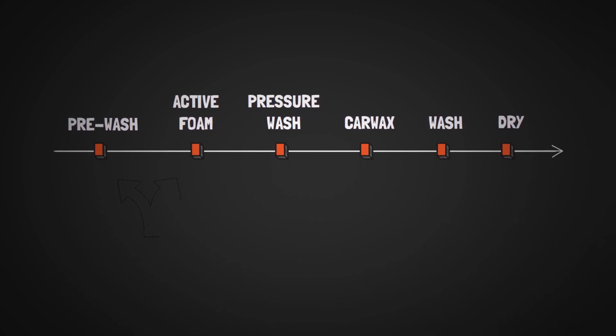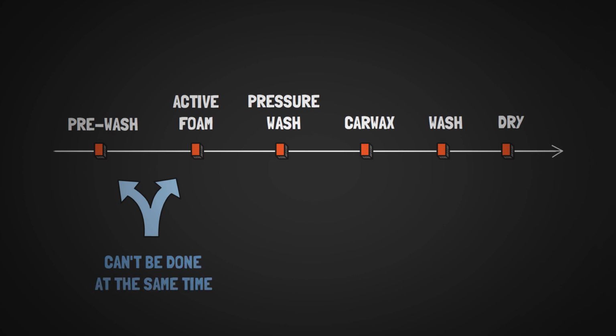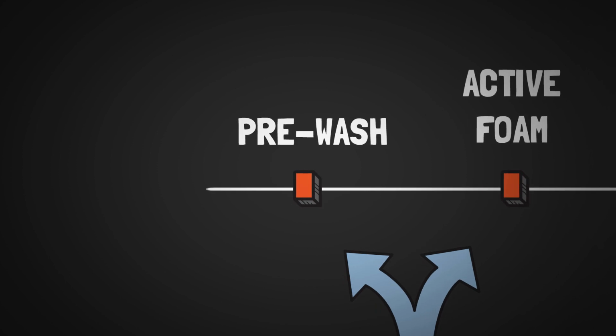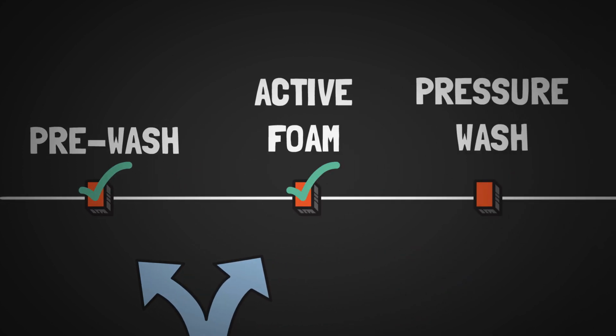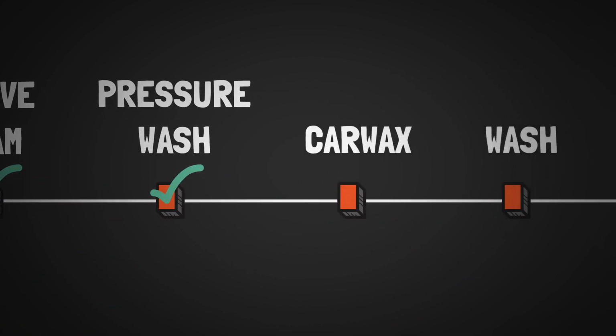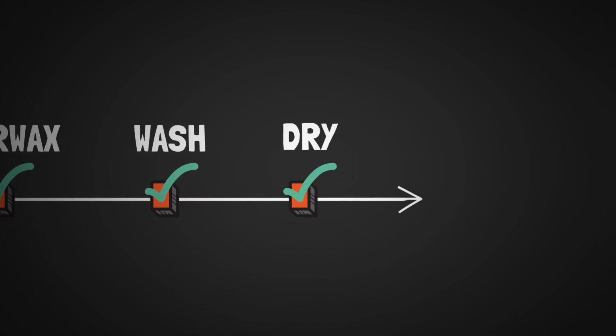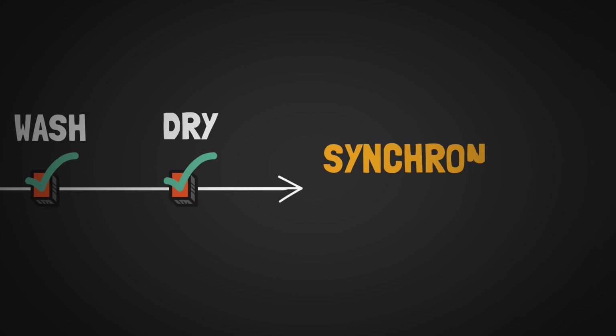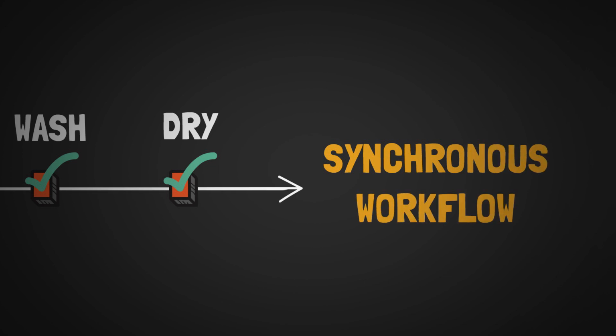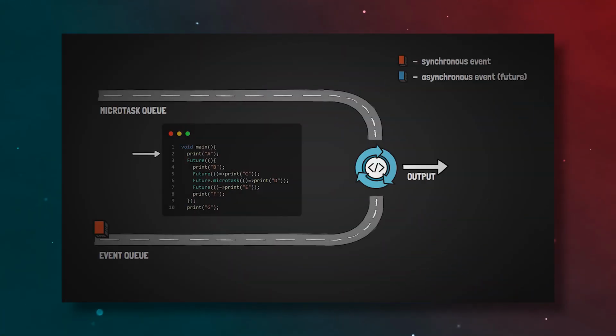You can't do both pre-washing and covering the car in foam, since, well, the foam will be constantly washed away by the jet stream. You need to tackle every task one at a time and move on to the next one, but only after you finish the current one, thus resulting in a synchronous workflow. Dart uses synchronous operations a large majority of the time. We saw in the previous tutorial how Dart reads a program synchronously, one line after another, issuing the corresponding events.